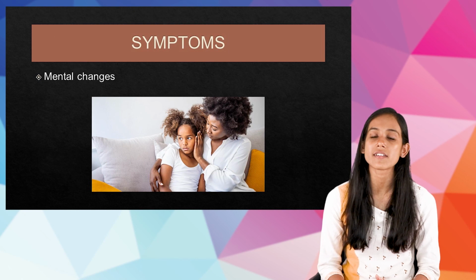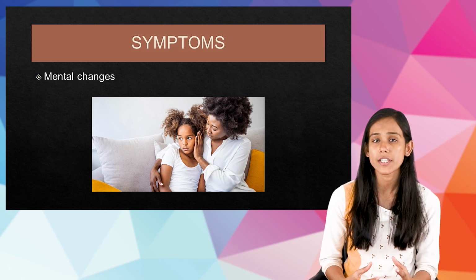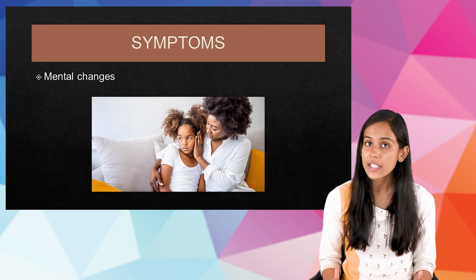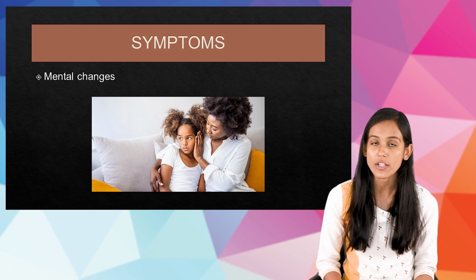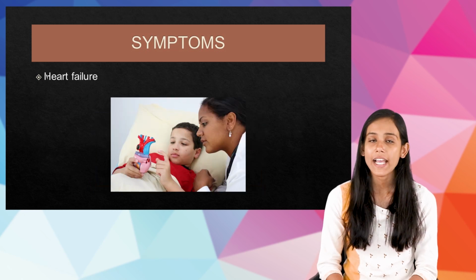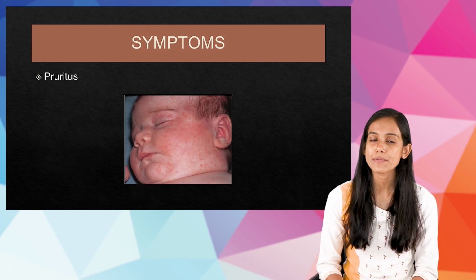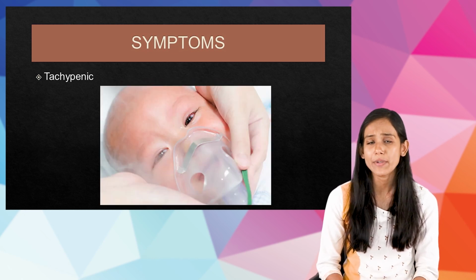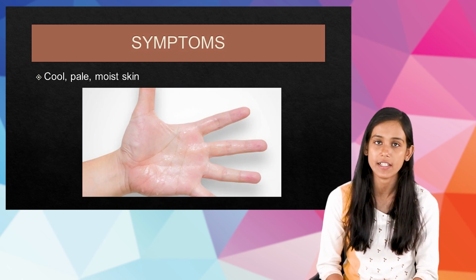We can also see certain psychological changes, because the waste products would build up in the blood that can reach the brain, and it can affect the mental status of the child. So we can see some psychological changes also. Then there can be heart failure, nausea, vomiting. And apart from these things, there can also be pruritus, anemia, and the child will be tachypnic, and they will have cool, pale, moist skin.